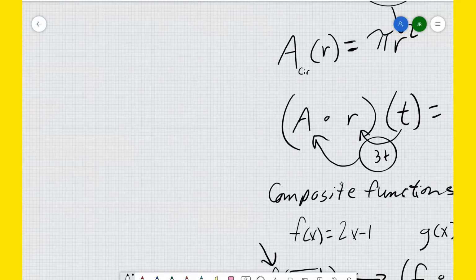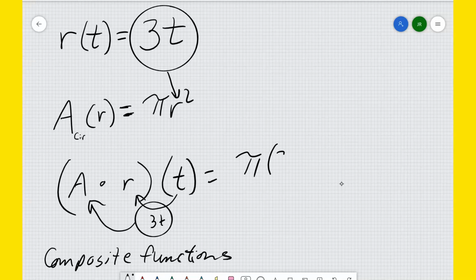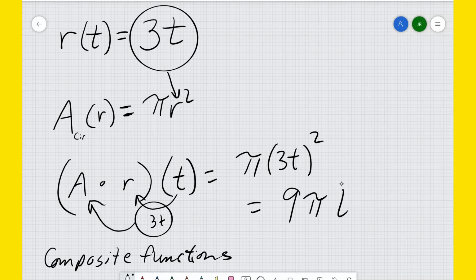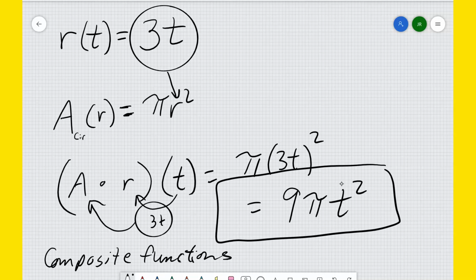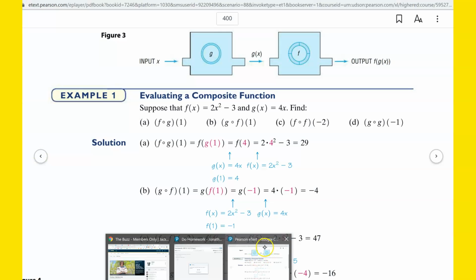So it would be pi times 3t squared, which would be 9 pi t squared. So the area would be growing at this rate. If the radius was growing at a rate of 3t, then the area would be growing at a rate of 9 pi t squared. So that's just one semi-real example of composition of functions.